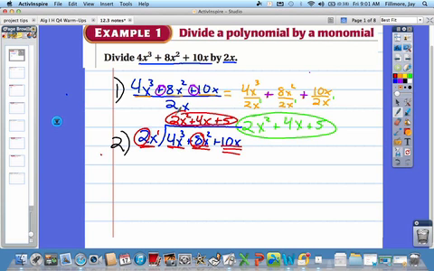I know you all are probably going to prefer the first way, but I want to show you the second way because the second way is important for when we divide by binomials. Okay? So that's your first example. If you're still writing this, you can pause it. Otherwise, I'm going to change the page in 5, 4, 3, 2, 1.